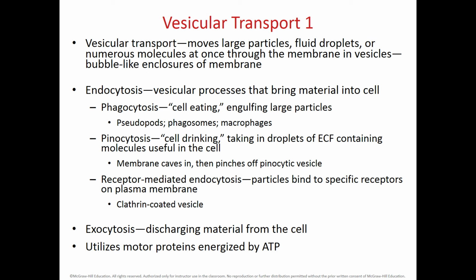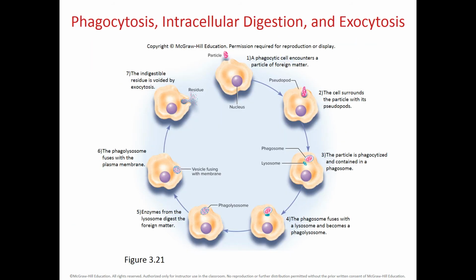Now, in endocytosis, we have something called receptor-mediated endocytosis, in which the particles will bind to specific receptors of the plasma membrane, like in the case of clathrin-coated vesicles. So this is a cycle showing you endocytosis and phagocytosis together.